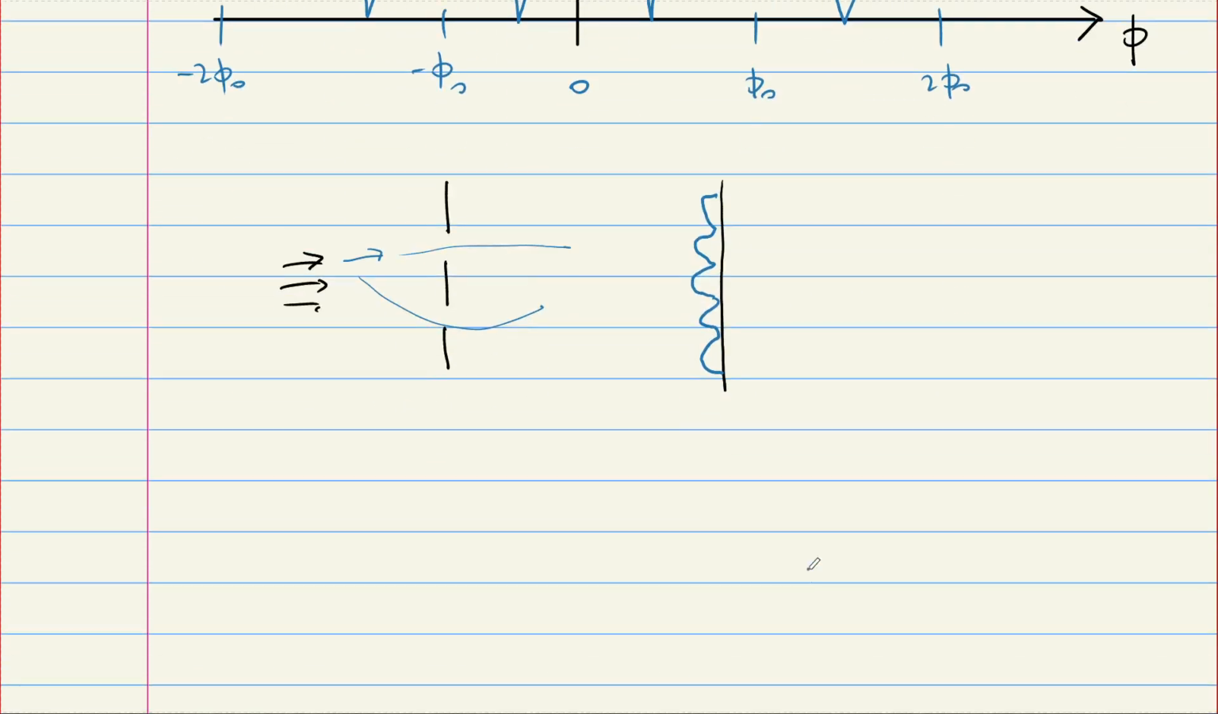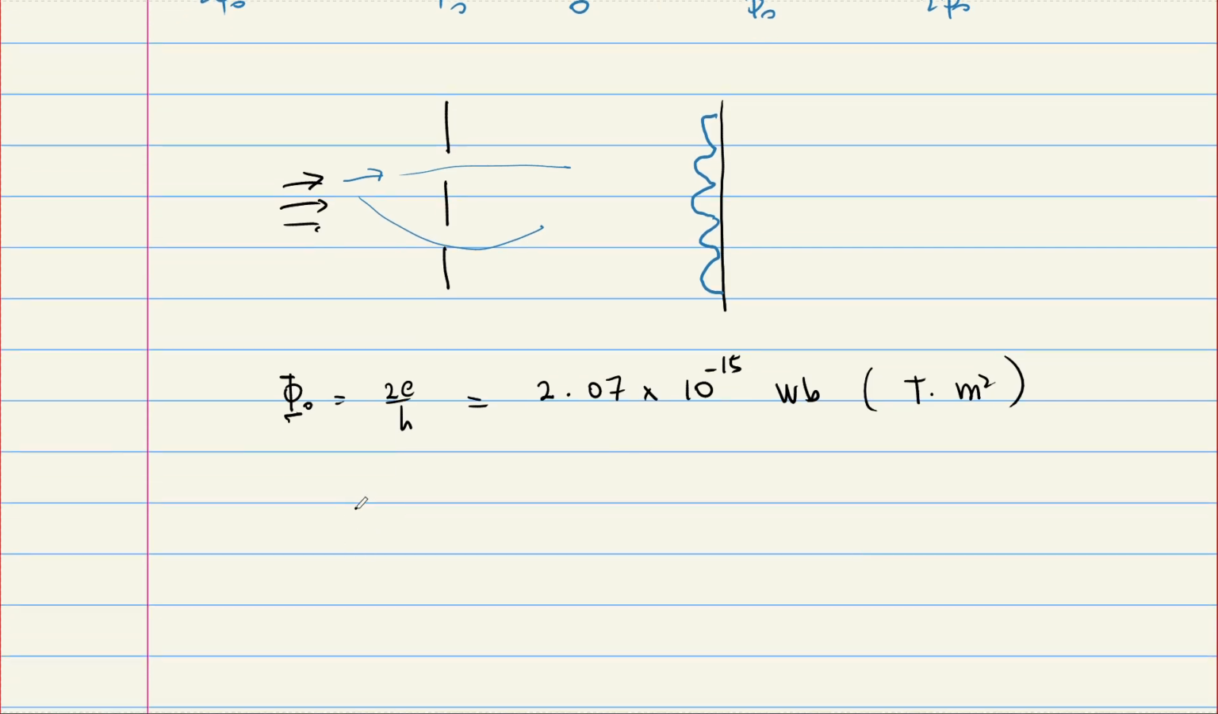Now, this thing is actually very useful because this phi naught, the superconducting flux quantum, is h over 2e, right? These are fundamental constants. You can plug in, and what you find is something like 2.07 times 10 to the minus 15 Weber, which is Tesla times meter squared. And now suppose you make, I don't know, 1 centimeter squared.